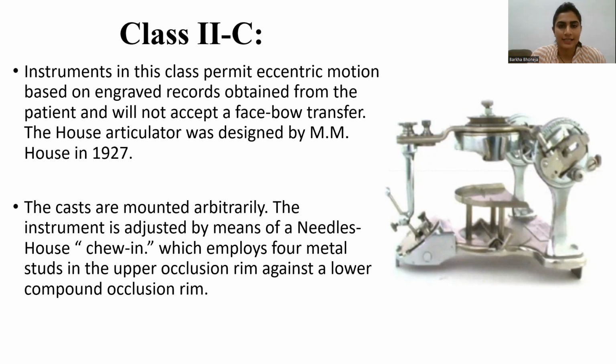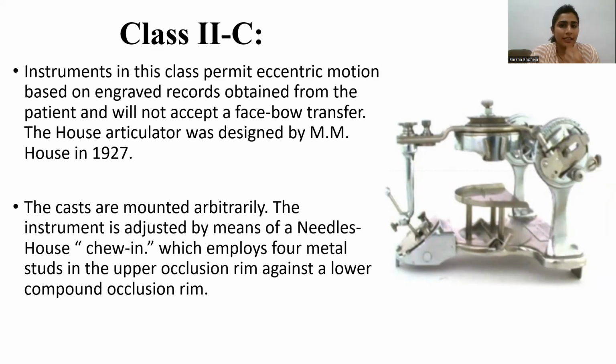A class 2 basically is an instrument which can take your static centric relation record, that is the horizontal movement, and also permit a lateral horizontal movement as well, that is the eccentric motion. So this class of articulators basically permits eccentric motion based on the engraved records obtained from the patient and will not accept a facebow transfer. Now the facebow transfer is not accepted in class 2 and class 1. It starts accepting from class 3 type of articulators.